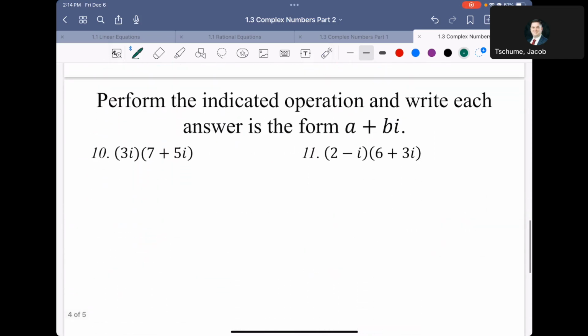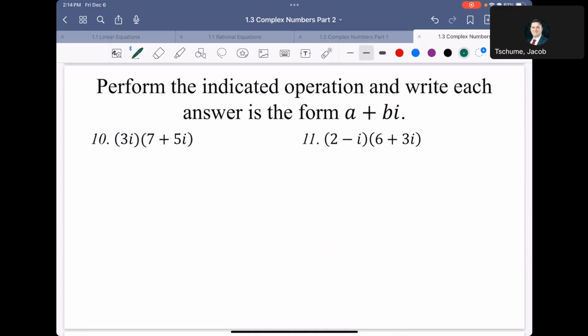The other thing you need to be comfortable doing is multiplying complex numbers together. So here's two examples of how you will do that. I want you to multiply these together, and then I want you to always write your final answer in the complex form, the a plus bi form. On the first one, you're being asked to take 3i and multiply it by 7 plus 5i. Well, from our algebra knowledge, we can take this 3i and distribute it to both terms inside the parentheses. So 3i times 7 would be 21i. 3i times 5i would be 15i squared.